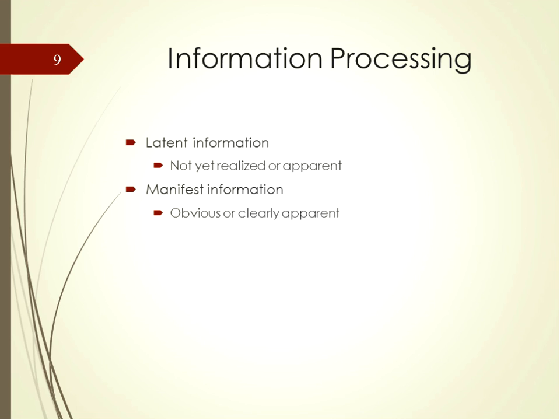Claude E. Shannon, who is considered the father of information theory, thought of information processing as the conversion of latent information into manifest information. Latent information is that which is not yet realized or apparent, whereas manifest information is obvious or clearly apparent. Information science enables the processing of information. This processing links people and technology.